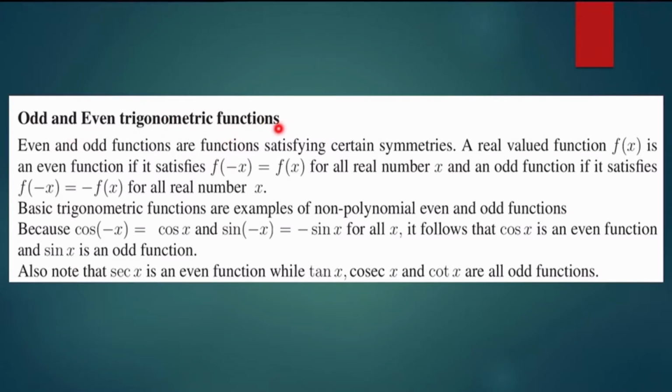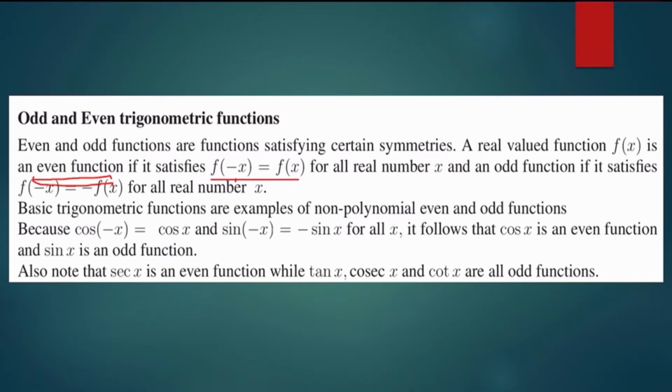Which trigonometric functions are odd and which are even? When will we call a function an even function and when an odd function? If f of minus x is equal to f of x, then a real valued function f of x is an even function. So for an even function, f of minus x is equal to f of x. If you substitute minus x in the place of x and you get the same function, then we call it an even function.